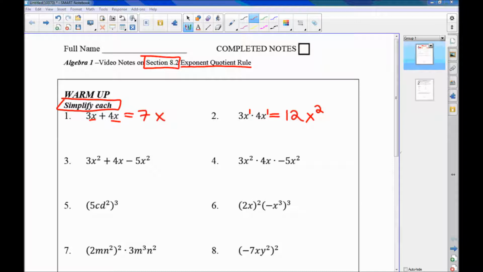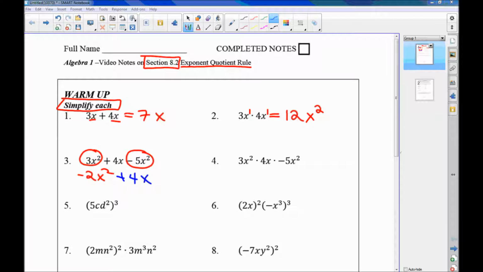All right, number 3, we have an adding and subtracting. So we do 3x squared. This is like terms with negative 5x squared. So 3 minus 5 is negative 2x squared. And then the plus 4x doesn't have any like terms, so we just bring it down and write it in the end. Remember, even though they both had an x, x squared and x to the first power are not the same, so they're not like terms.